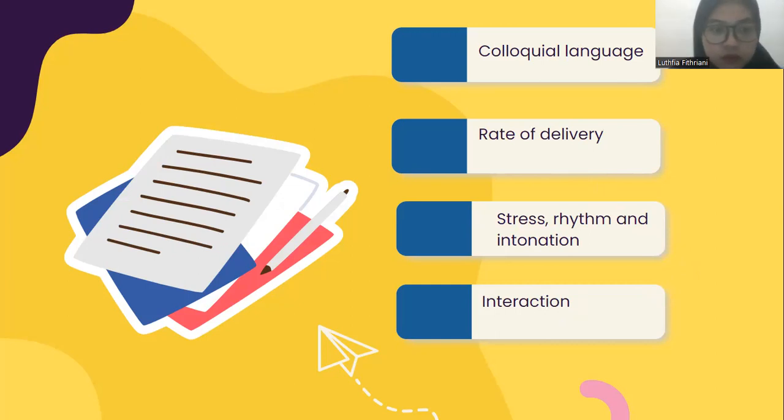Next, the seventh, stress, rhythm, and intonation. It means correctly understanding these elements from spoken language. And the last, the eighth, is interaction. Interaction means managing the interactive flow of language from listening to speaking to listening and etc.